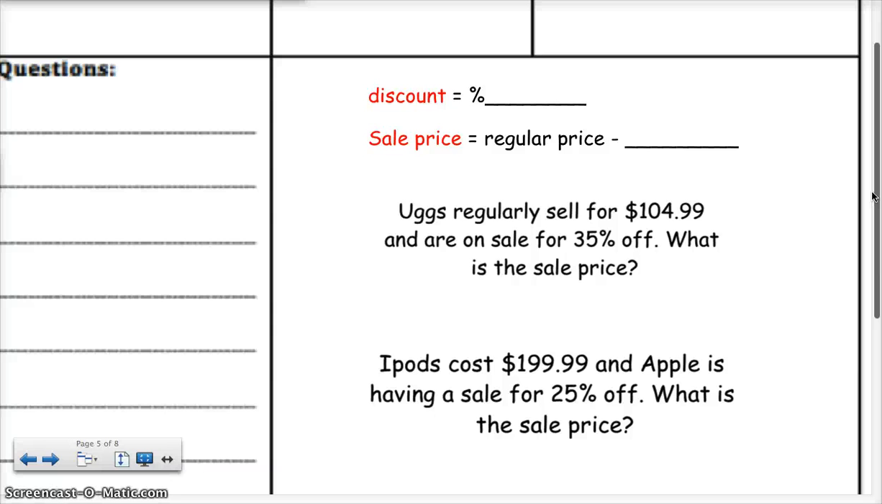The next application is discounts. Discount, we said, was the percent times the original, to keep it consistent. We said original amount is, again, what you're buying it for, the selling price. And your sale price is going to be whatever the regular price is, take away the discount.